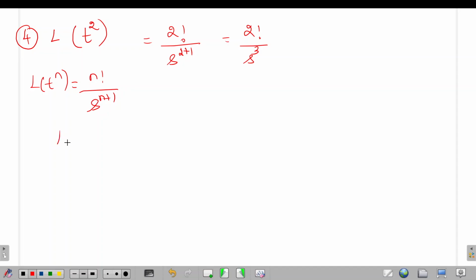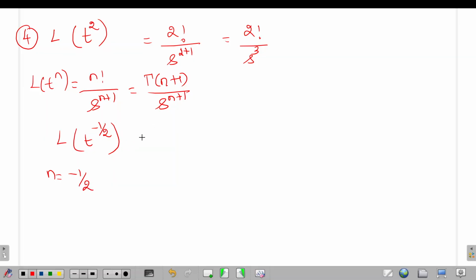Suppose we are having the Laplace transform of t to the power of minus half. Here n is equal to minus half, which means we cannot use the factorial formula. Instead, we will use the gamma function. We know that the Laplace transform of t power n is gamma of n plus 1 divided by s to the power of n plus 1. So n is equal to minus half.